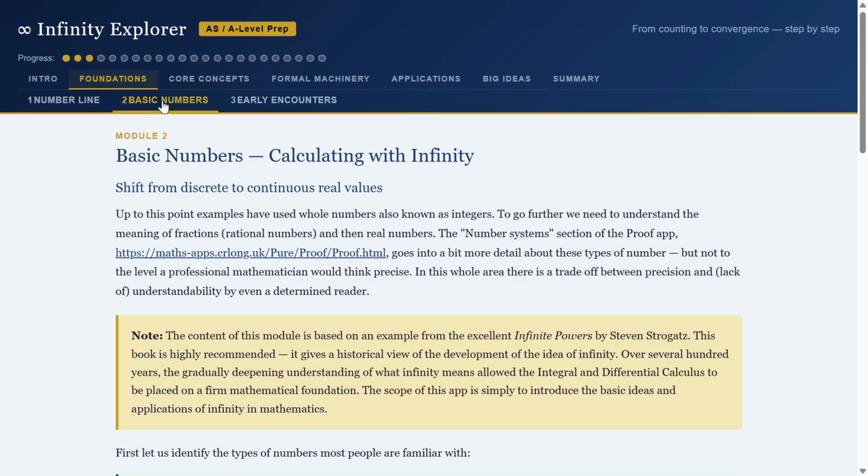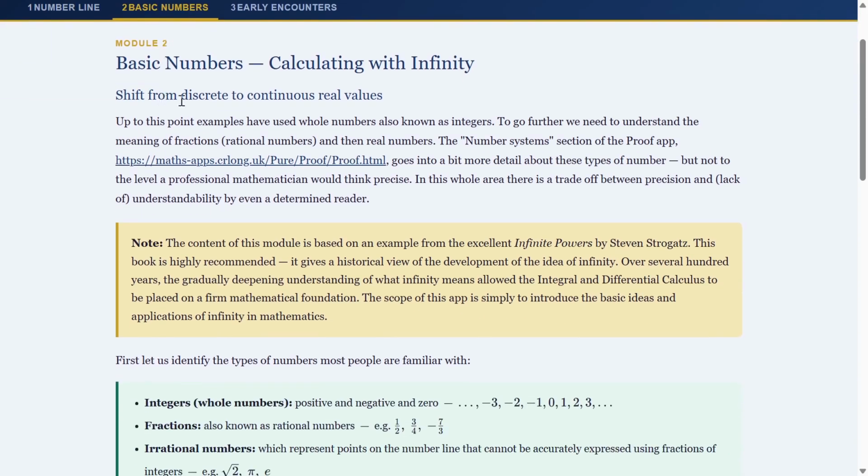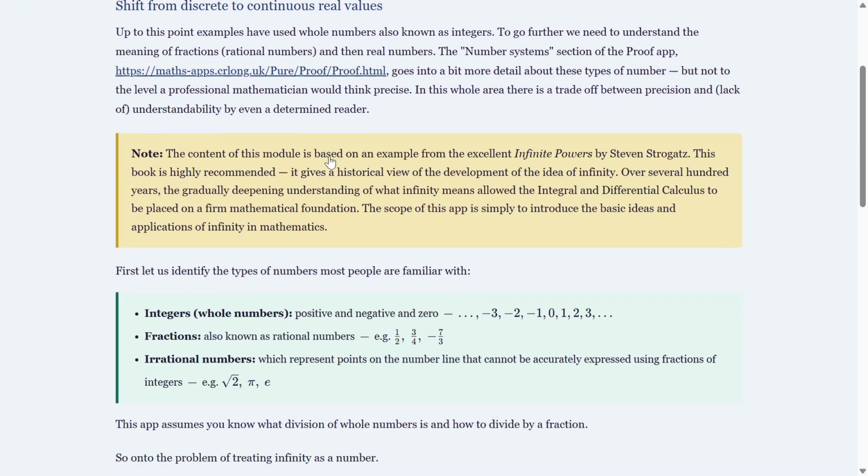So beyond the number line, we start coming across basic numbers. Have a look at the number systems section of the Proof app for a bit more detail of the different types of numbers and how they're related to each other.